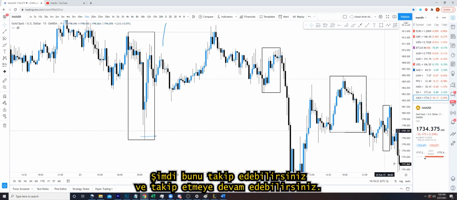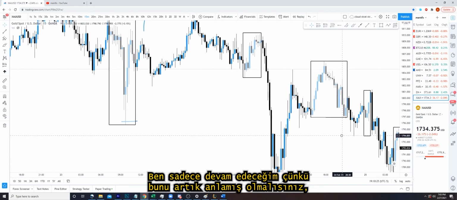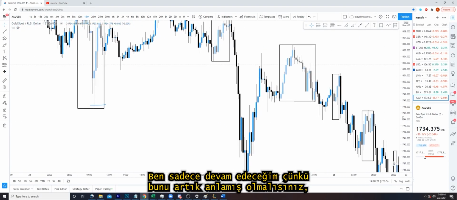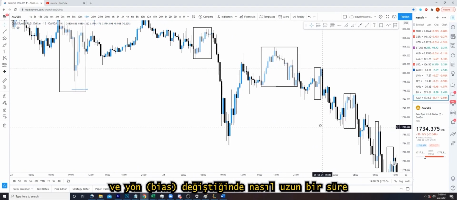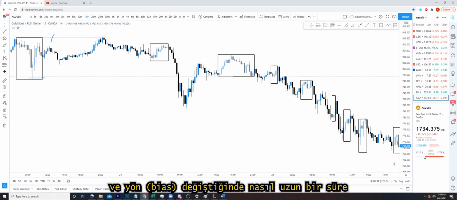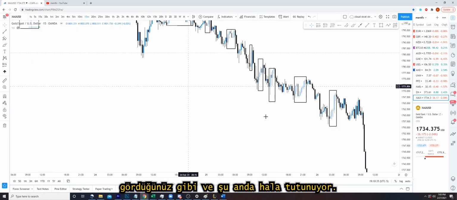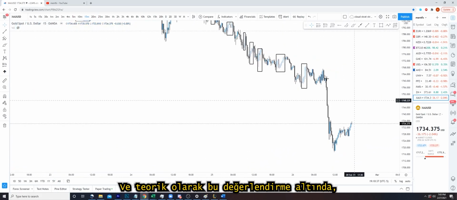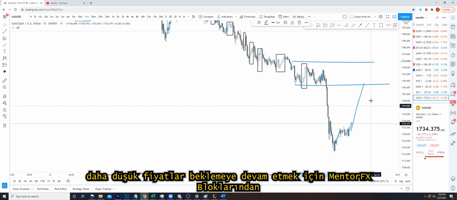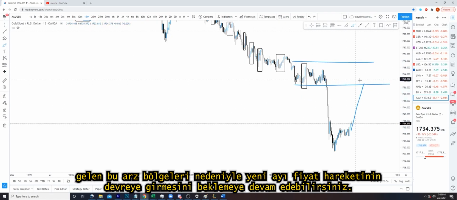As such, now you can follow this and you can continue following this. I'm just going to move along because you guys should understand this now, and you can see how it holds once the bias switches for a long period of time, as you can see, and it's still holding right now. And theoretically, under this assessment, you can continue to expect new bearish price action to be put in motion because of these supply zones from the MentorFX blocks to continue expecting lower prices.